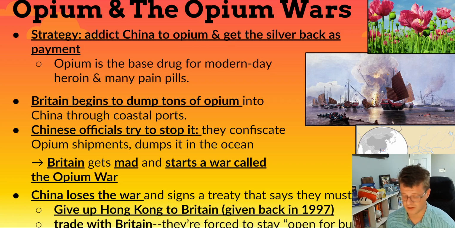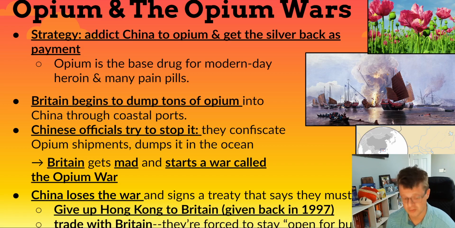And what the British start to do, quite literally, is just dump tons and tons of opium into China through coastal ports all up and down the coastline. Now, China just doesn't take this lying down. They do try to stop it. They confiscate opium shipments. They dump it in the ocean. They'll try to burn it. In some cases they won't let it come ashore. And Britain actually declares war on China for doing this. This starts more than one conflict, called the Opium Wars.